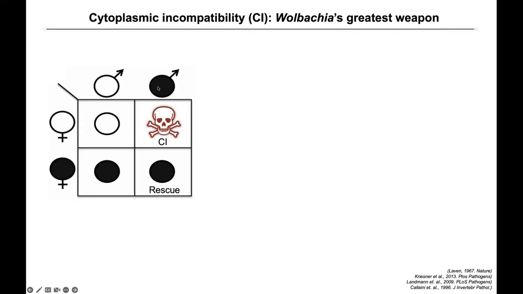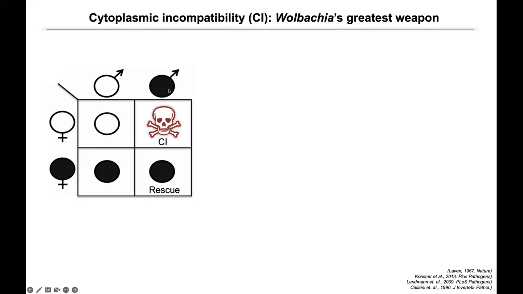In the other case, when the male is uninfected and it mates with a female which is uninfected, there's also incompatibility. But since the females have Wolbachia, that gives these females an advantage to rule out this incompatibility. So the offspring inherit Wolbachia because the females transmit Wolbachia.